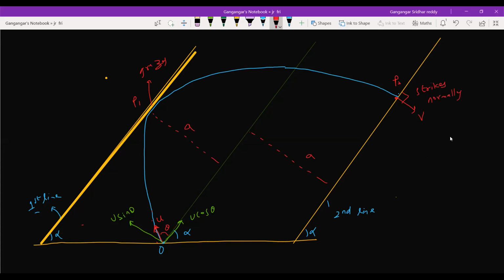Fine. So as it moves from O to P1, what will happen to U sine theta? It should decrease. So what shall I do with gravity? Gravity you have to resolve. So if you resolve gravity, it will be g sine alpha, and g cos alpha.